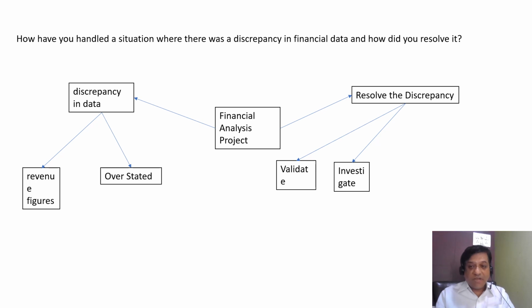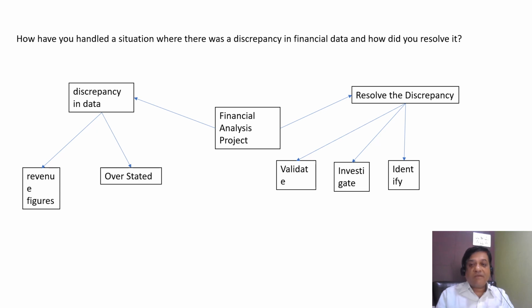Then is investigate. Investigate the discrepancy. Now here, as you see, we are tackling and trying to resolve the discrepancy. So we have to investigate the revenue figures for a business unit. This will include reviewing the financial statements, comparing the data with the historical trend, and talking to stakeholders.